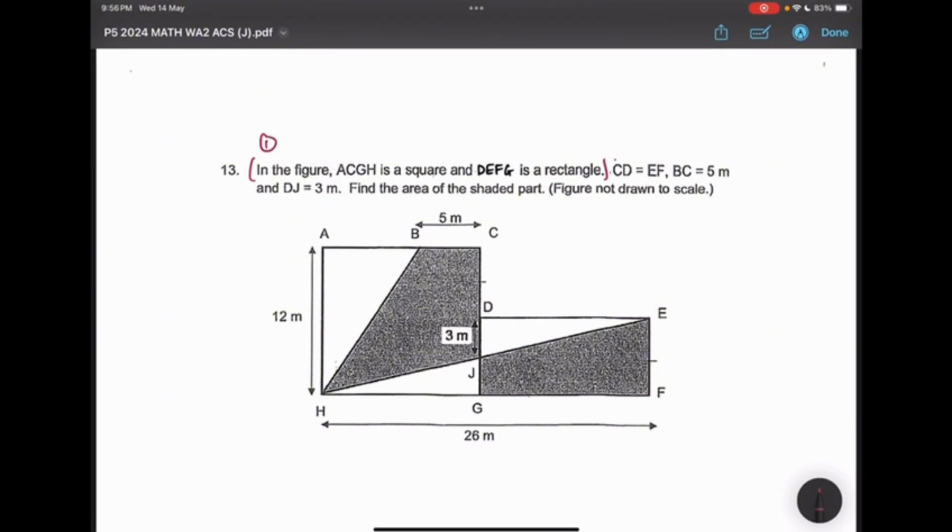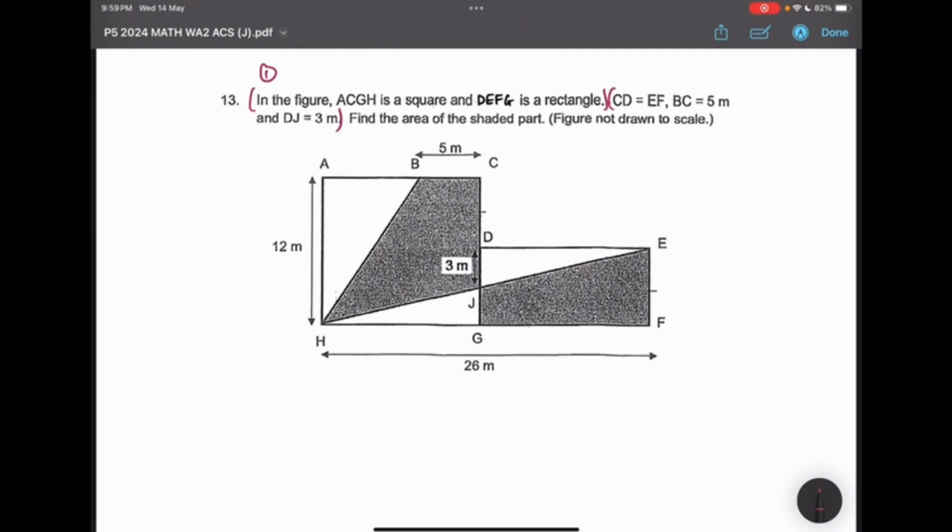Now moving on to the next sentence, I can see that CD, which is what I have over here, is equal to EF, which is over here. BC is 5 meters and DJ is 3 meters. Now the first thing I want to do is to measure all the lengths I have in this figure.